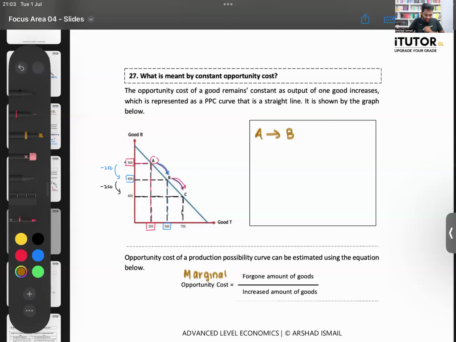Okay, back to this. Constant opportunity cost, how do you calculate constant or increasing? How do you calculate marginal opportunity cost? The equation is foregone number of units divided by gained number of units.